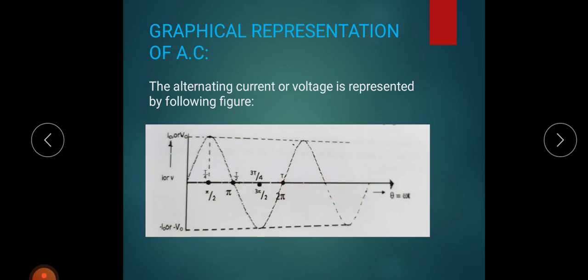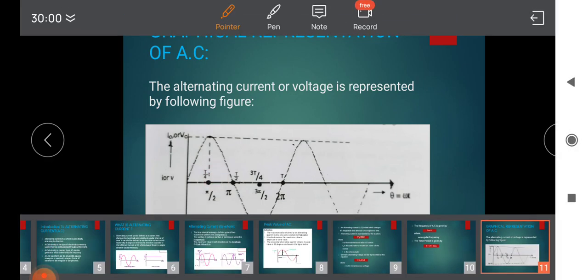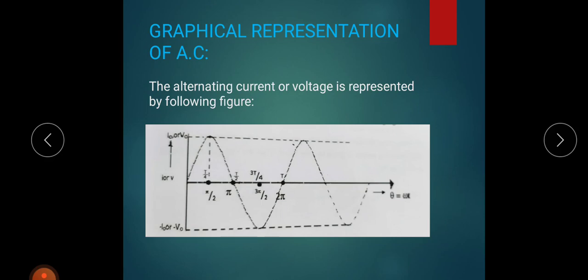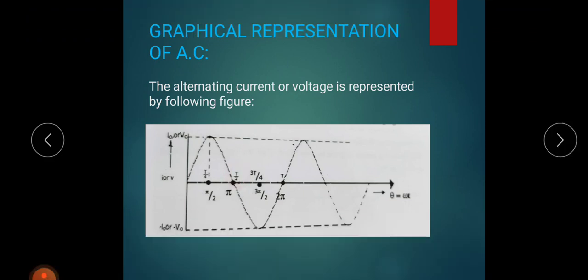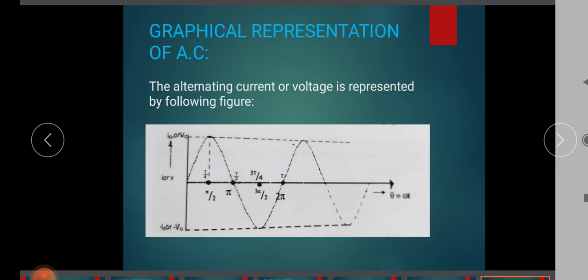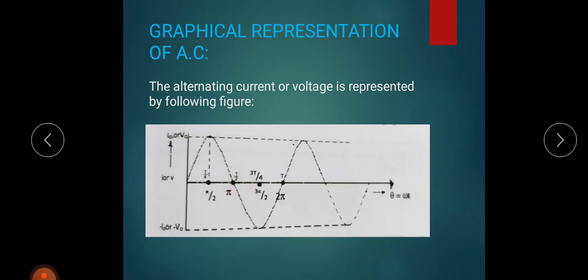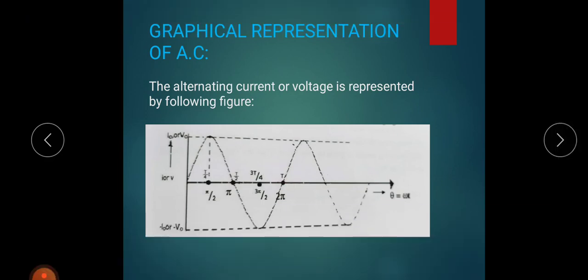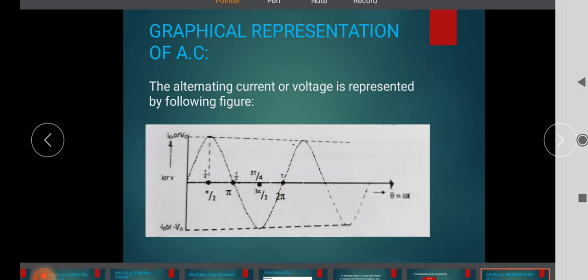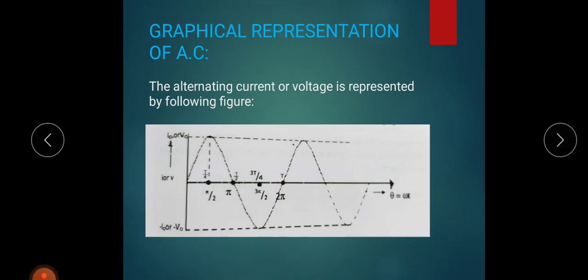Here, from this point to this point, the time is taken as T divided by 4. Next, from this point to this point, the completion of one positive half cycle is taken as T divided by 2. Then the completion of the negative half cycle is taken as T divided by 2. So one complete cycle of the alternating current is taken as the time period T.